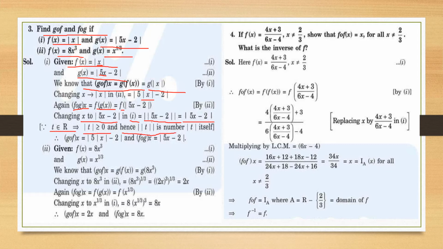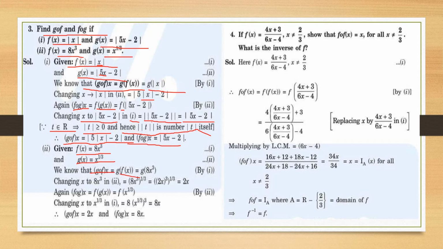And hence this double mod is also a number, which is your t mod itself, right? So GOF of x is mod of 5 times mod x minus 2, whole mod this, and FOG of x is your mod of 5x minus 2. Similarly, fx is 8x cubed, gx is x raised to power 1 by 3.